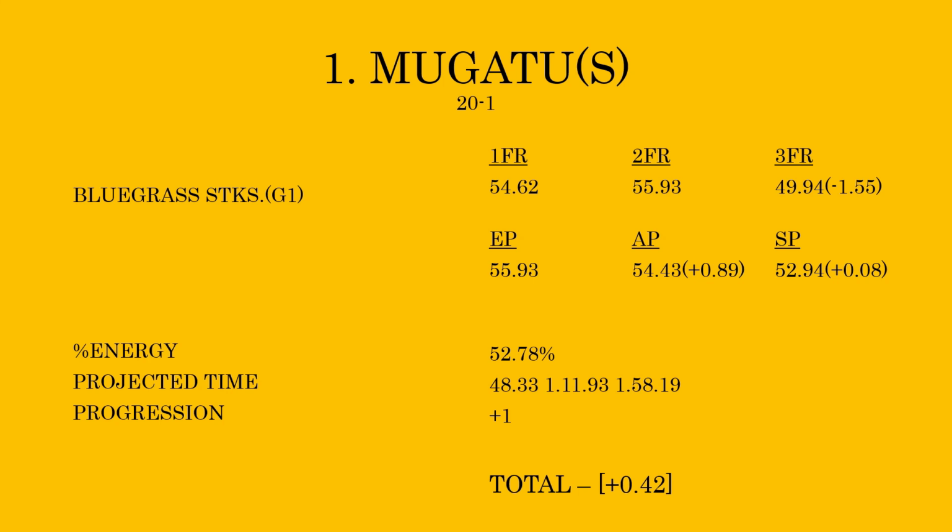Can this horse move forward? I think he can. He is indicating that he is likely to move forward, but how much and how well will it be competitive? I don't think the race shape sets up terribly well for him. So I'm giving a +1 to Mugatu, which ends up giving him a positive score. But I kind of have a feeling he's a little outclassed in this regard.